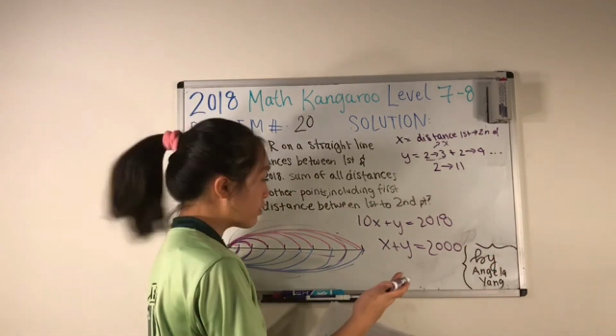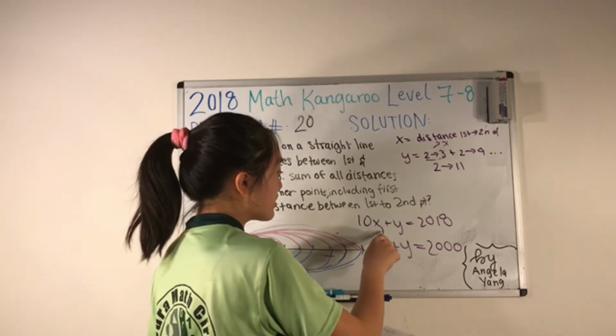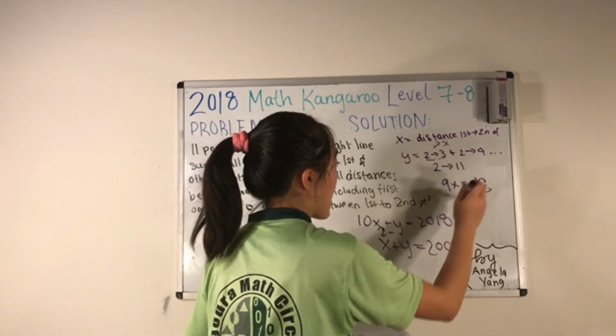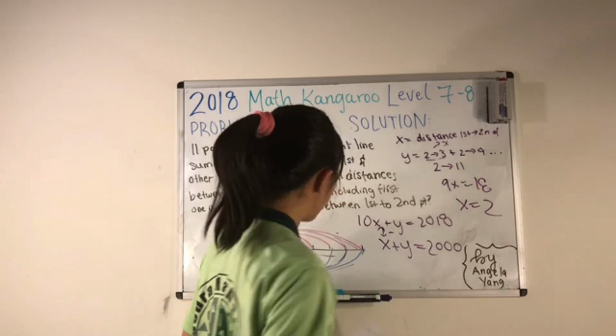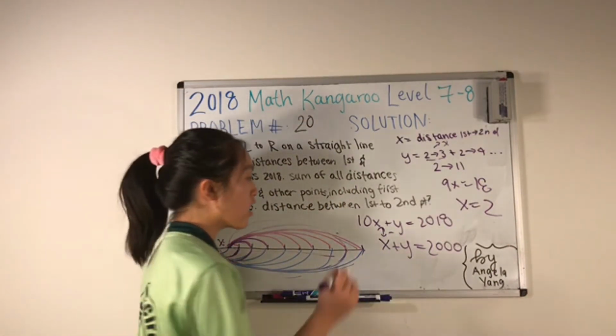So now that we have that, all we have to do is subtract these equations from each other. So then we have 9x equals 18. So x equals 2. So what is the distance between the first and the second point? It is 2, which gives us the answer of letter B.